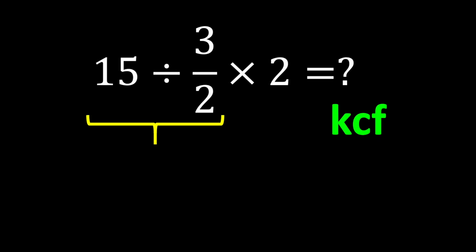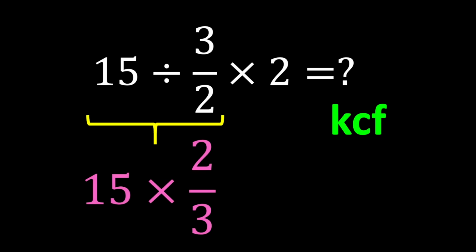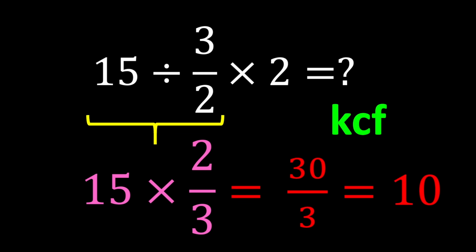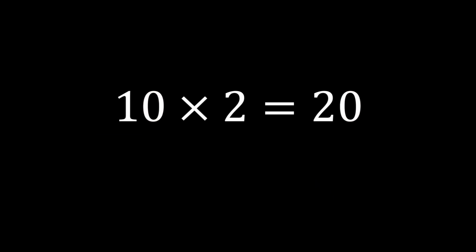To solve this part of the question, we use the KCF rule. K stands for keep, C stands for change, and F stands for flip. Here's how it works: keep the first number as it is, change the division sign to multiplication, flip the second number, take its reciprocal. Therefore, the expression 15 divided by 3 over 2 is converted into 15 multiplied by 2 over 3. Then, 15 multiplied by 2 becomes 30, and 30 divided by 3 becomes 10. Finally, 10 multiplied by 2 becomes 20, so, our final answer is 20.